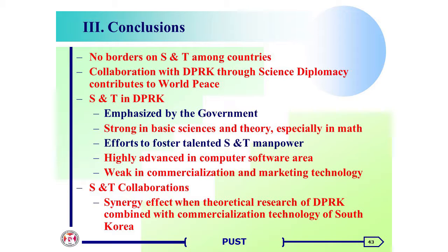And S&T in the DPRK is emphasized by the government very much. They are very strong in basic science and theory, and especially math. This year at the Math Olympiad, they were number 4. So they are highly advanced in the computer software area, but weak in commercialization and marketing technology. So by collaborating, we can have a synergy effect.